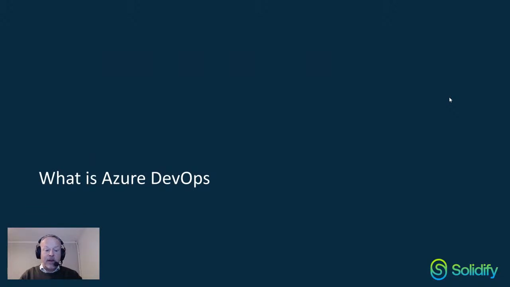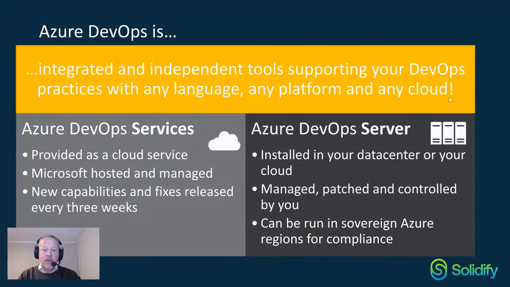Next, then, is the actual product, Azure DevOps. Azure DevOps has been here since 2005, and it was called TFS in the old days, and they changed the name a couple of years ago to Azure DevOps. Azure DevOps is an integrated and independent tool supporting your DevOps practices with any language, any platform, any cloud. And we actually have two different flavors. The one to the left, Azure DevOps Services, is provided as a cloud service by Microsoft and hosted by Microsoft. They roll out new features and capabilities every 3 weeks, and it's hosted in Azure.